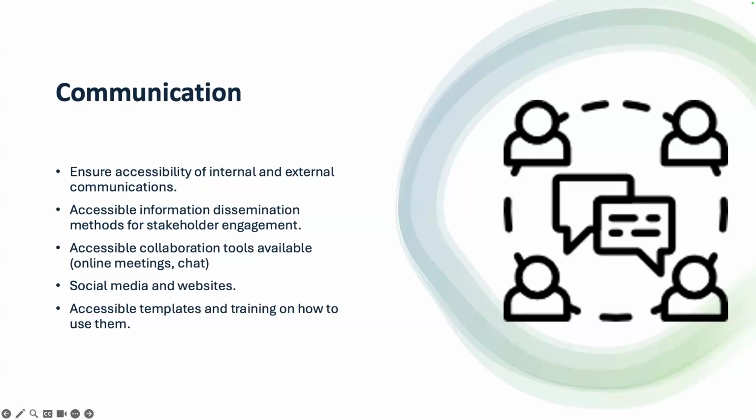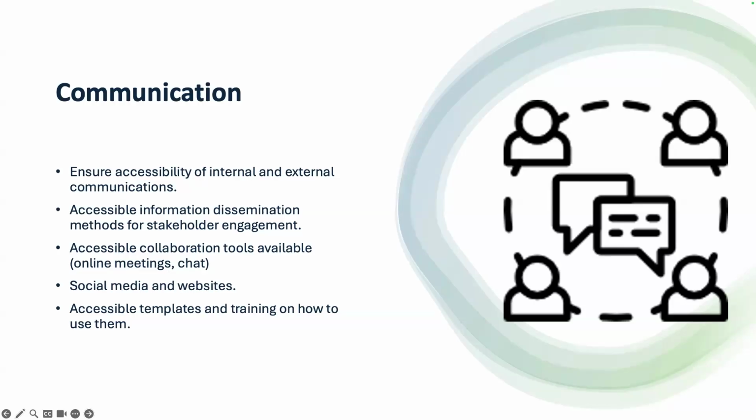So the first one is communications. And this is ensuring that your internal and external communications are accessible. This could be when you are sharing emails or social media or your website. Also, you want to make sure that it's accessible.